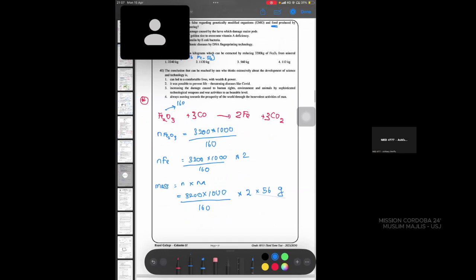If I do the maths here, 16 times 2 is 32, 32 times 2 is 64, 40 into 56. That gives 2,240 kilograms. The answer is the first one. Calculation is easy, but you can't do anything if you don't know this equation. Because of that, you need to memorize this equation. It's there in your textbook. Memorize this and keep.